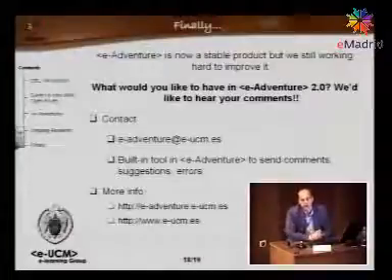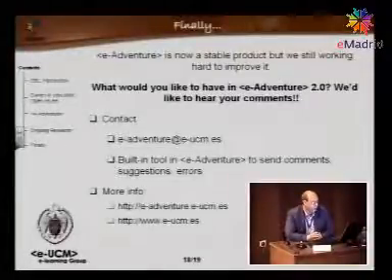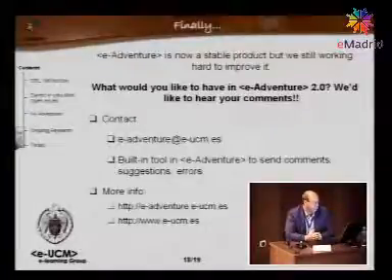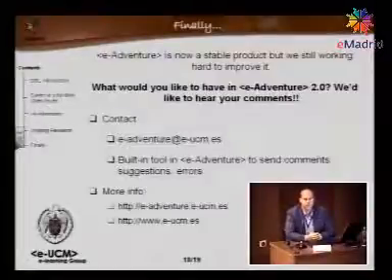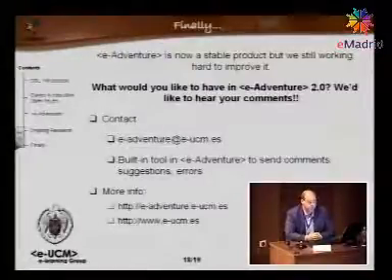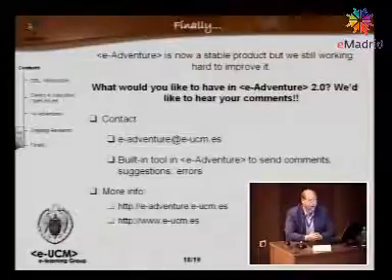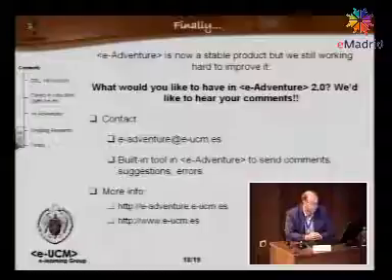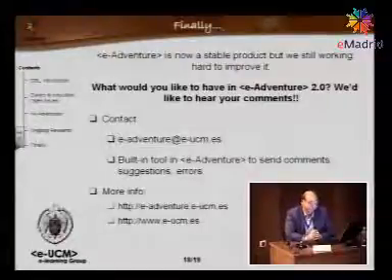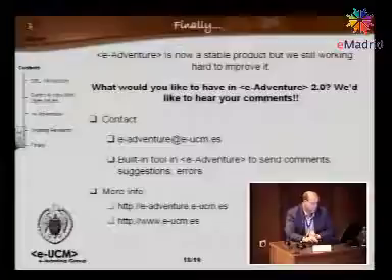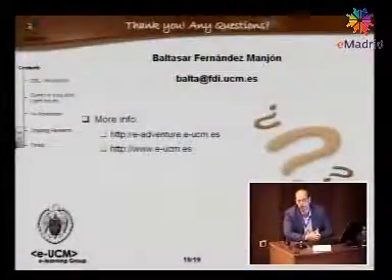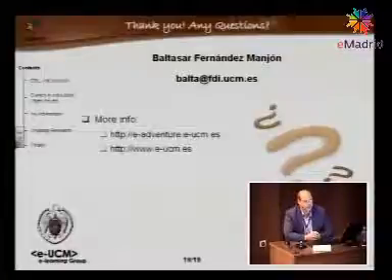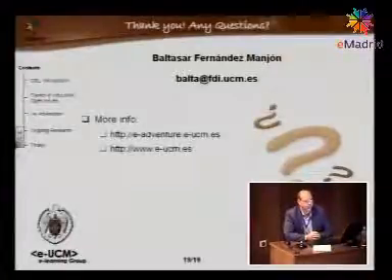We are still working on that, so we are now open to new suggestions and comments for eAdventure 2. So please, if you are interested in this, provide us with your requirements, and we will try to address them in the next version of the system. All the information is at eAdventure.eucm.es, and there you also have all the supporting papers and everything. Okay, thank you very much for your attention.